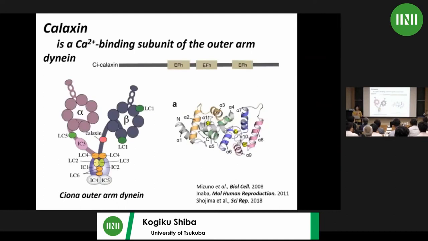Here we focus on a subunit of the dynein. Dynein is a motor protein in the 9+2 structure. We focus on one component of the dynein, calaxin. This is a Ciona outer arm dynein. Calaxin is a very small subunit of the dynein. The characteristic of calaxin is calcium binding. Calaxin has a calcium binding domain and regulates dynein activity in a calcium-dependent manner.